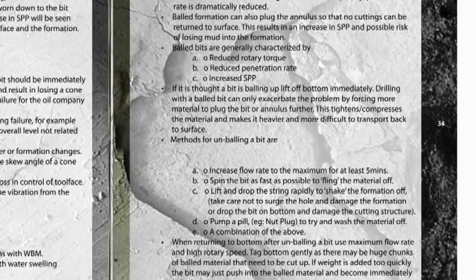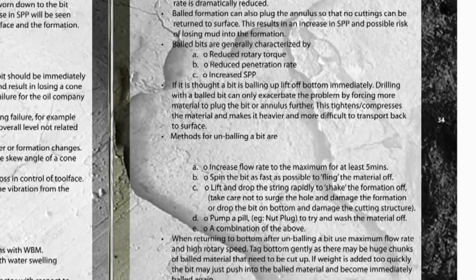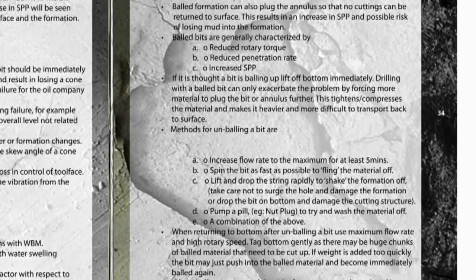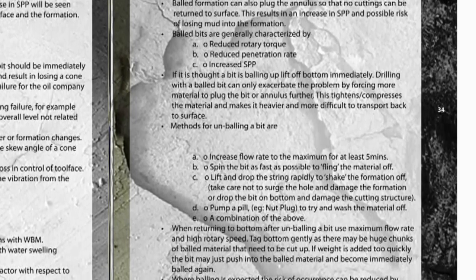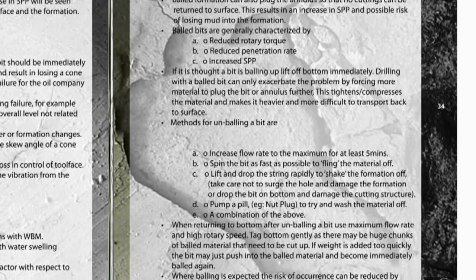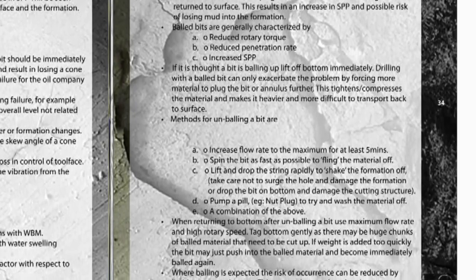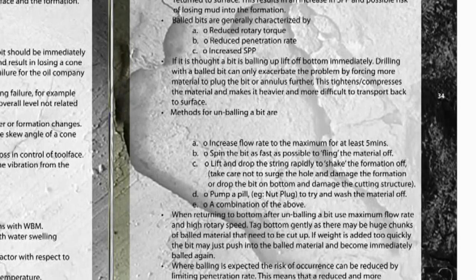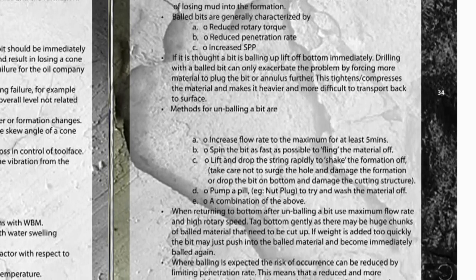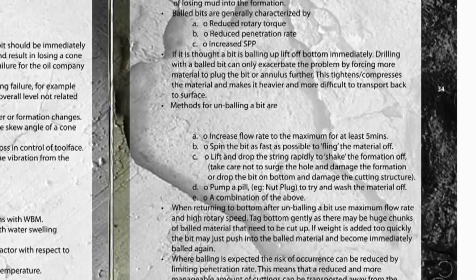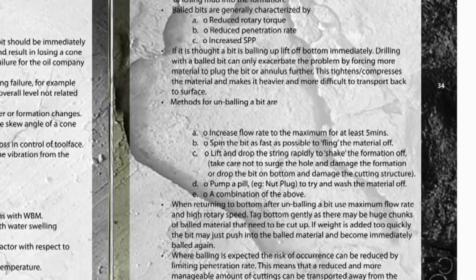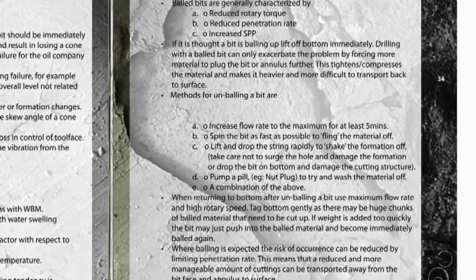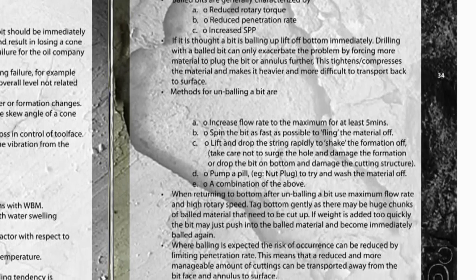Methods for unballing a bit are: increase flow rate to the maximum for at least 5 minutes. Spin the bit as fast as possible to fling the material off. Lift and drop the string rapidly to shake the formation off. Take care not to surge the hole and damage the formation, or drop the bit on bottom and damage the cutting structure. Pump a pill, for example nut plug, to try and wash the material off. A combination of the above.